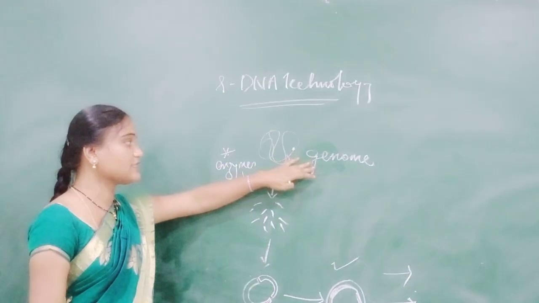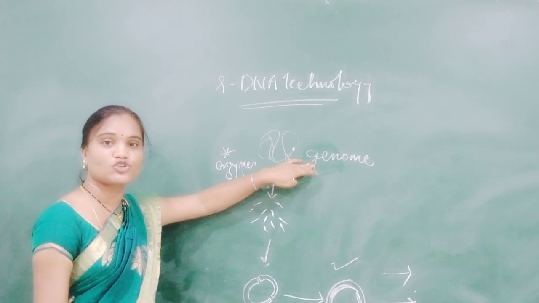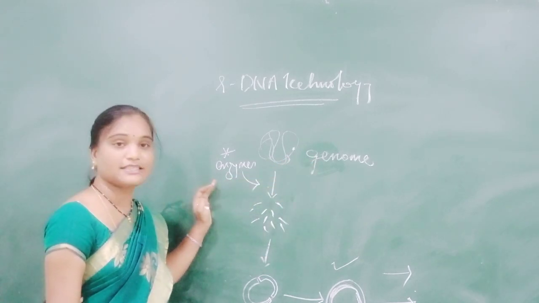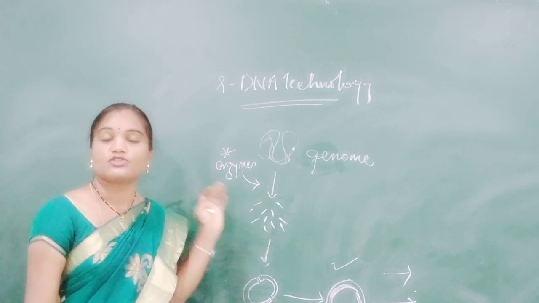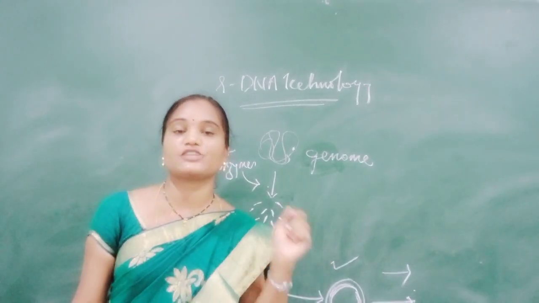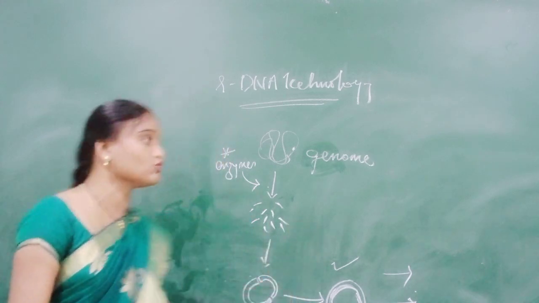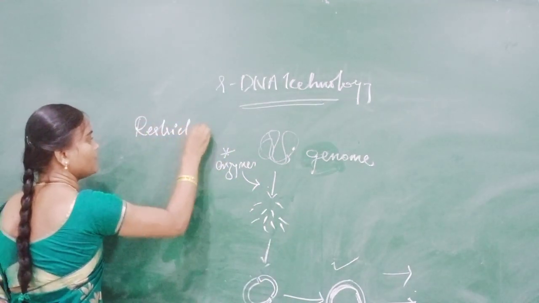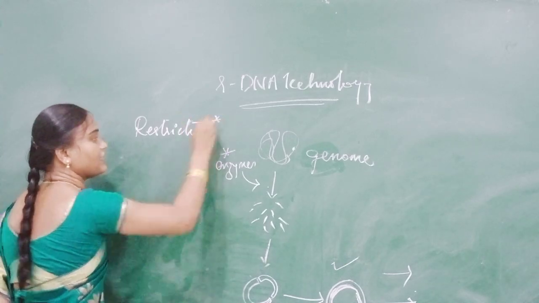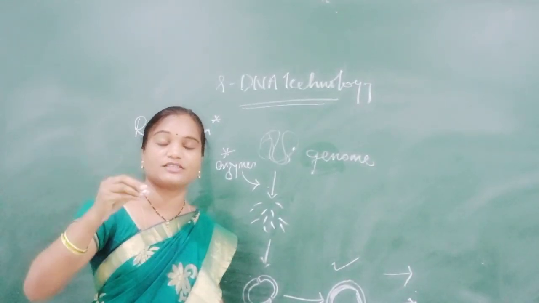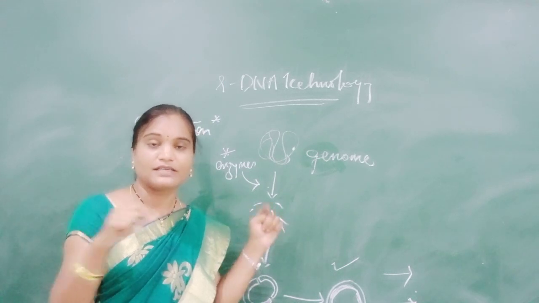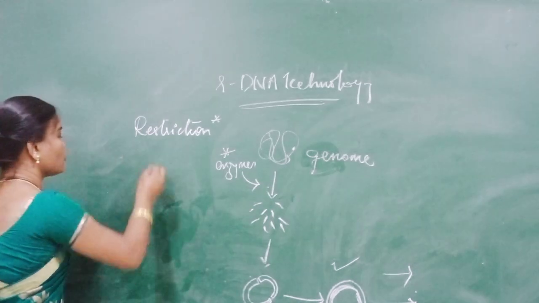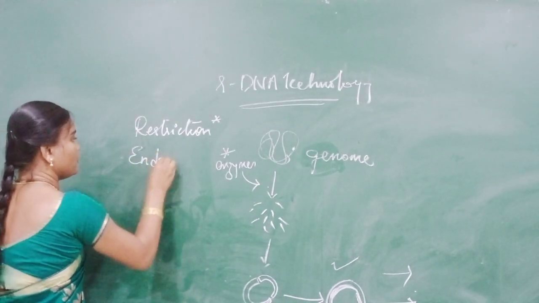So this is your genome, and it should be subjected to enzymatic digestion. What kind of enzymes are used? In RNA technology, restriction endonucleases are used. What are restriction endonucleases? Restriction, from the name itself, indicates that there are restrictions with those particular enzymes. So those are restriction endonucleases.